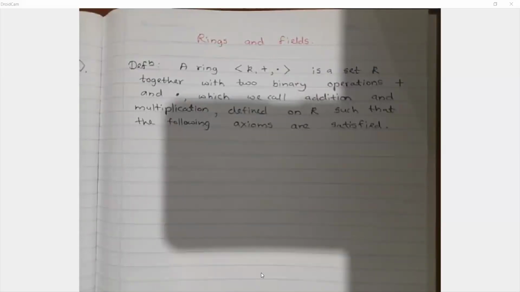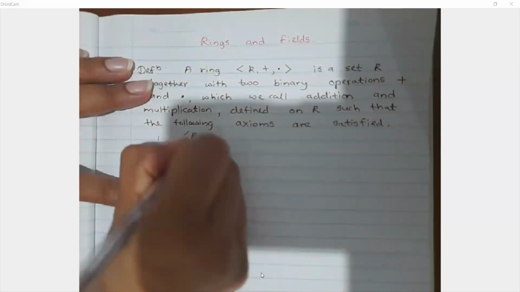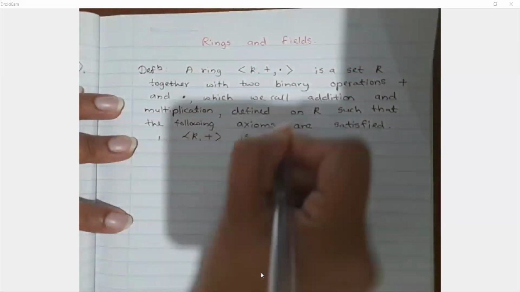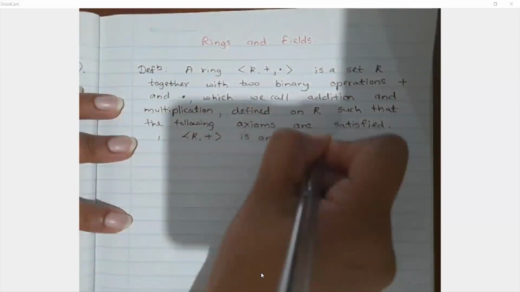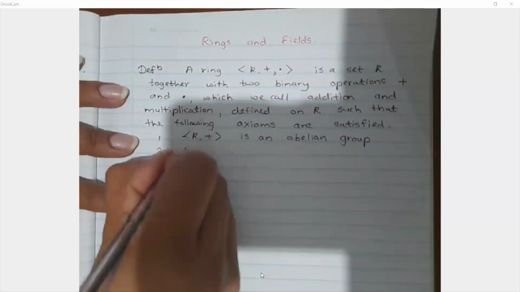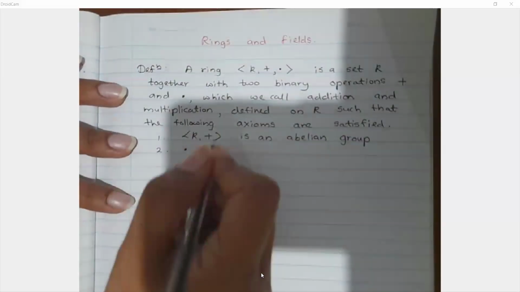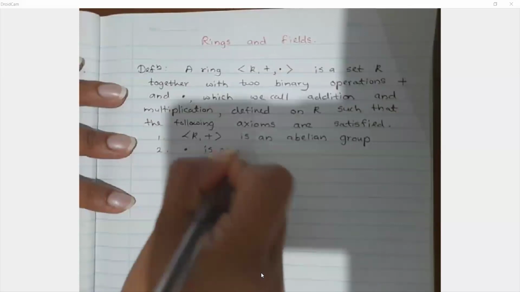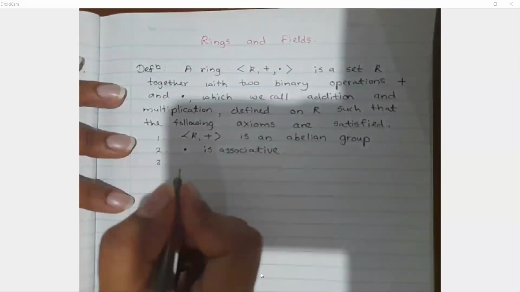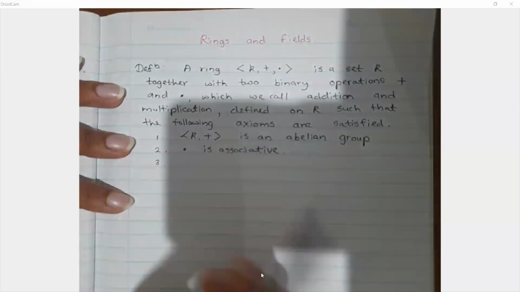First axiom is we must have, let me write it, R together with addition is an abelian group. Second one is multiplication, which is defined on R, denoted by this dot, must be associative. Third is the distributive laws corresponding to addition and multiplication must hold.